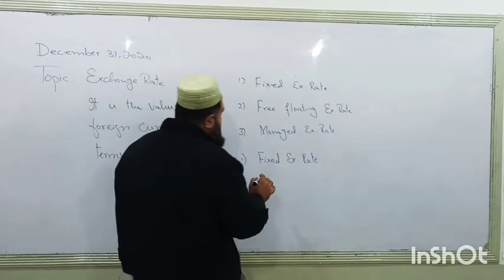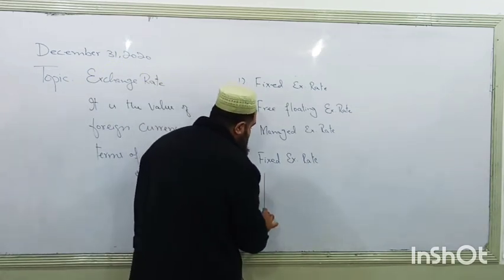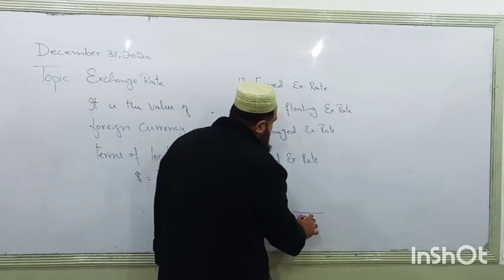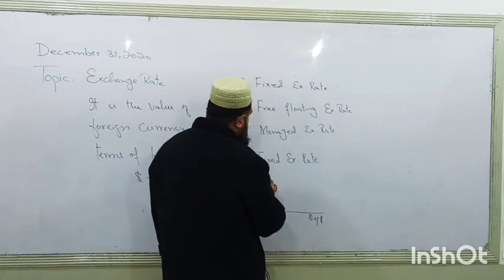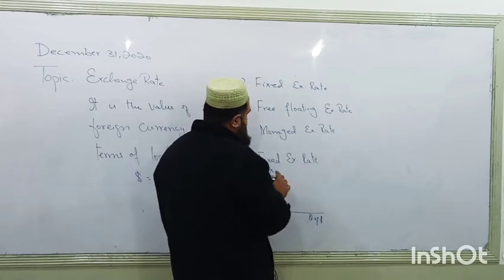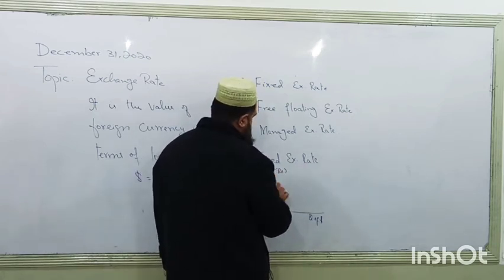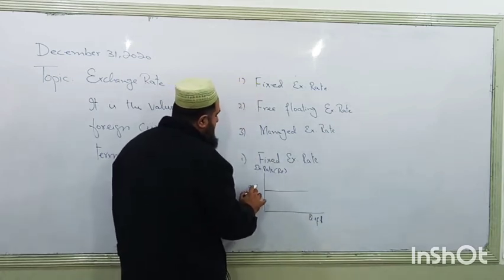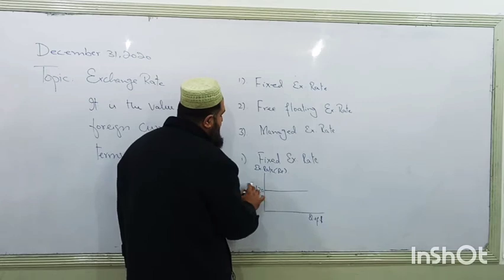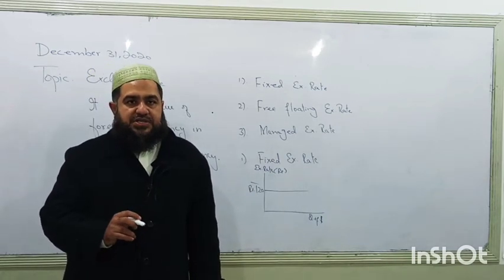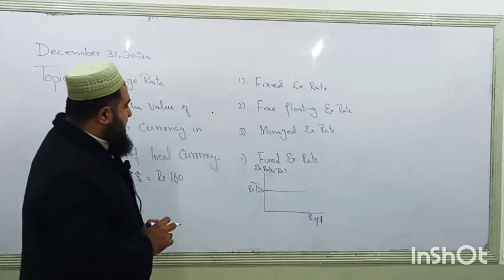So in case of fixed exchange rate, this is the quantity of dollars, and here I am taking the exchange rate in terms of rupees. So this can be the exchange rate which is fixed, like $1 will be equivalent to 120 rupees suppose. So this is our fixed exchange rate in which we find the value is fixed.